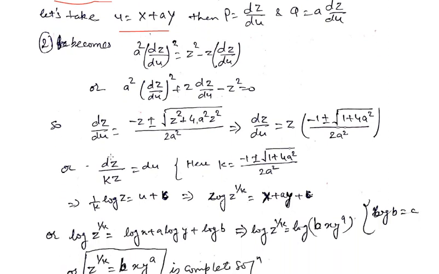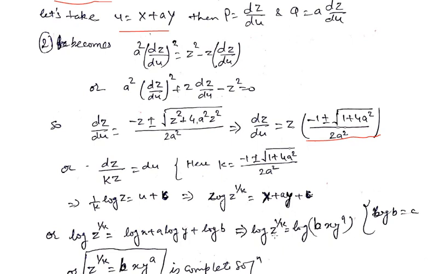Now we can rewrite it as dz upon kz equals du, where k is this term: minus 1 plus minus root of 1 plus 4a square, upon 2a square. This is k. Now we integrate both sides, we get 1 upon k log z equals u plus c, or log z raised to power 1 upon k equals, in place of u we write capital X plus a capital Y plus c. Putting the values of capital X and capital Y, which are log x and log y, it becomes log z raised to power 1 by k equals log x plus a log y plus log b.